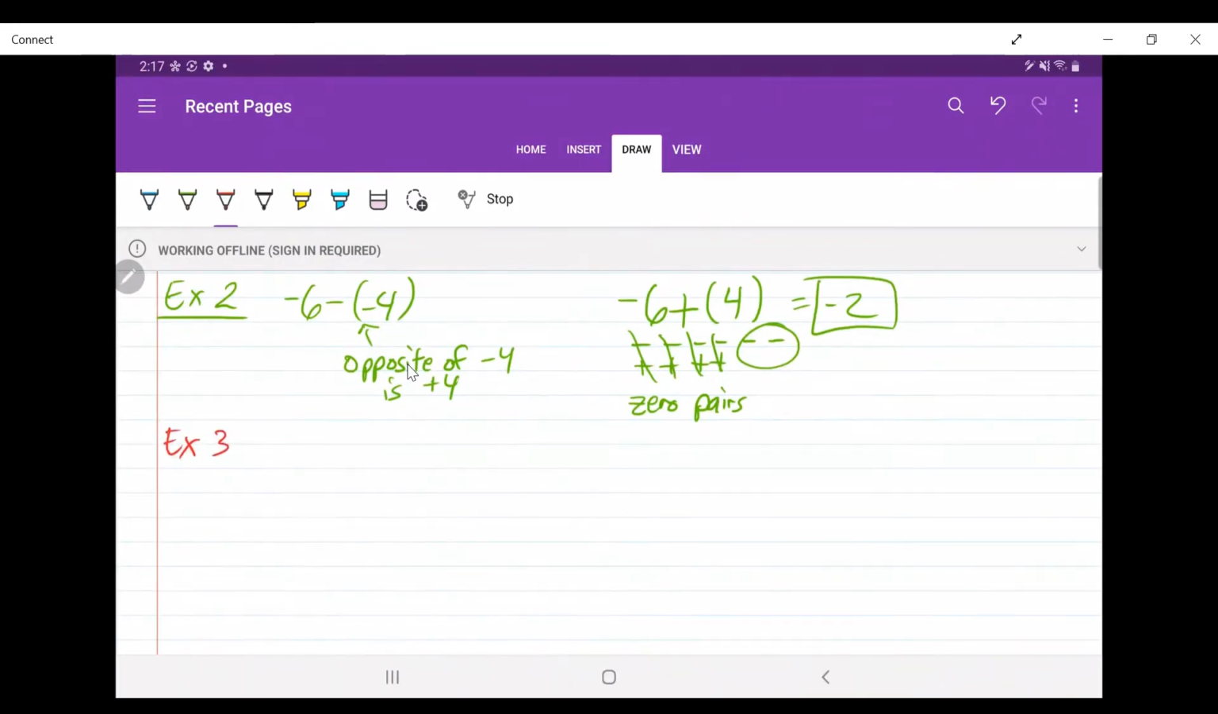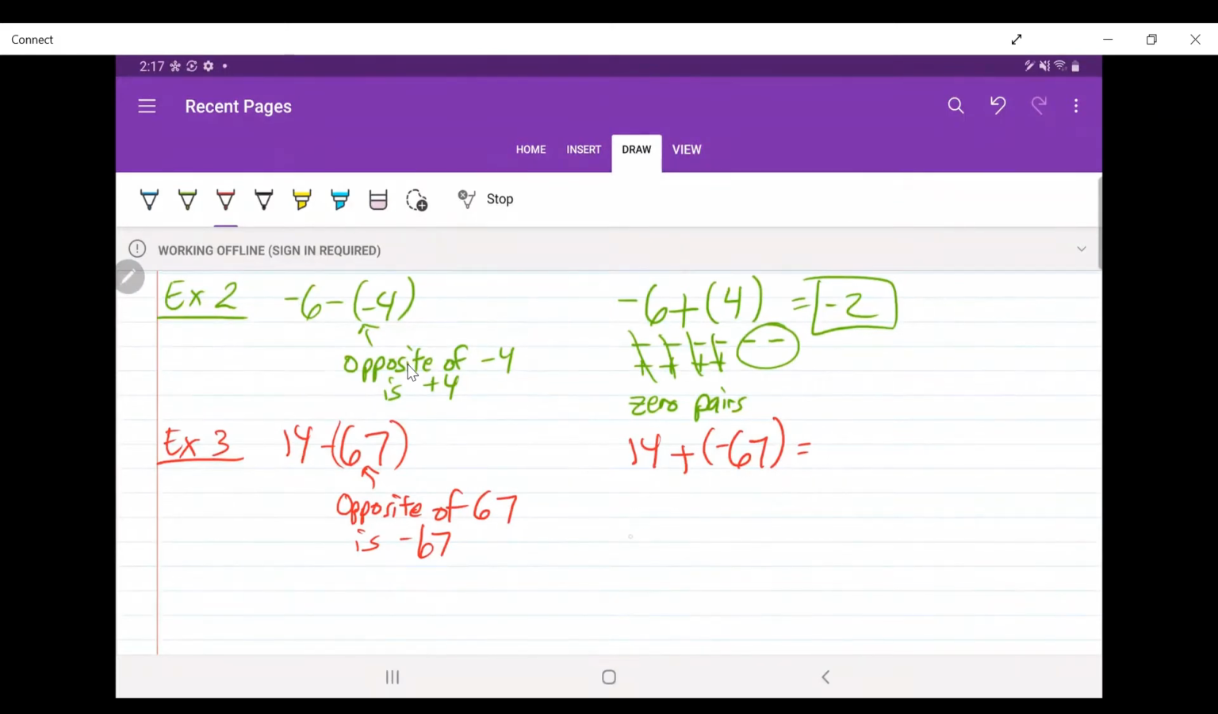Now we're going to try larger numbers. Example 3, 14 minus 67. Remember, the opposite of 67 is -67. So 14 plus -67 is equal to, so we can draw a number line to help us visualize this. We start at 14 and then we go back 67, and we're going to get -53.